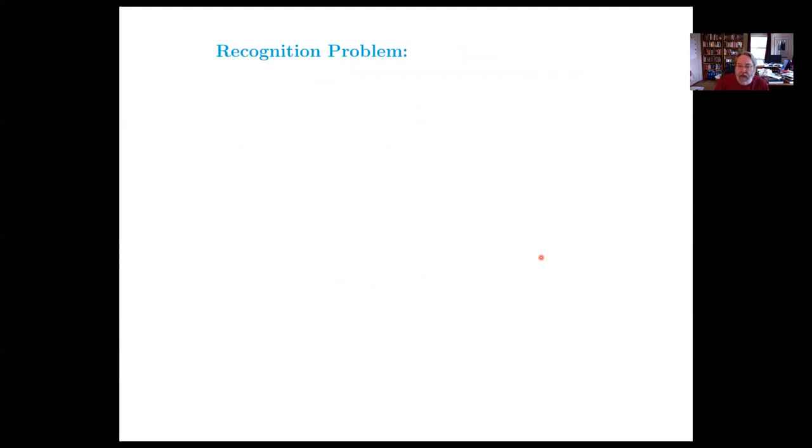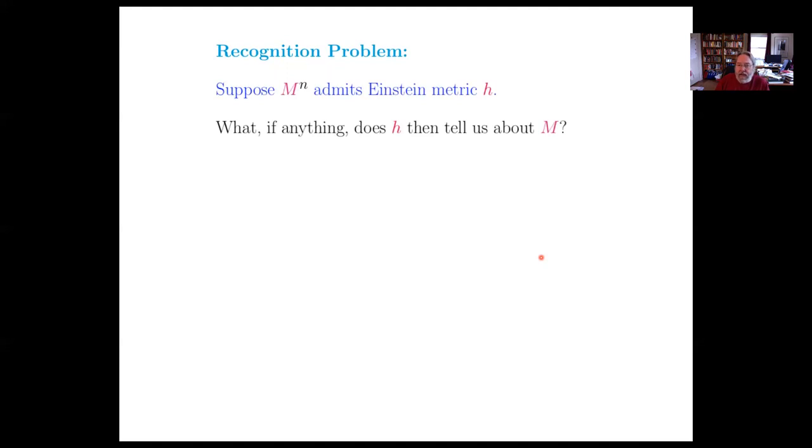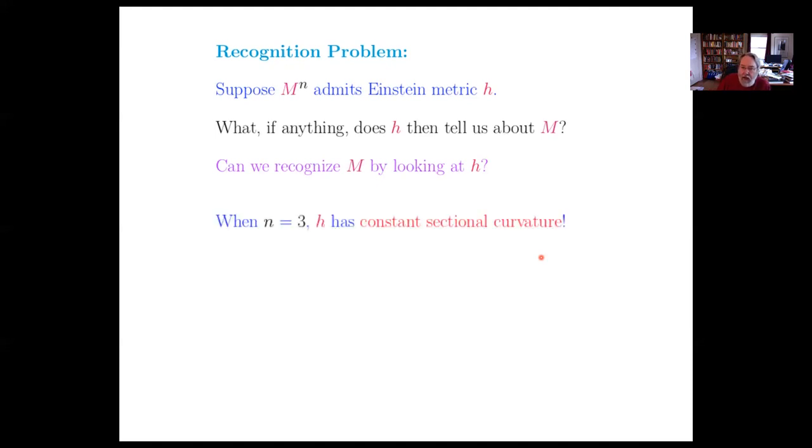So there's a basic recognition problem associated with the study of Einstein metrics. The real question is, are Einstein metrics good for anything? If you have an Einstein metric on a smooth, compact N-manifold, does it tell you anything about the manifold? Can it help you identify which manifold you're looking at or which class of manifolds you're looking at? So can you recognize the manifold by looking at an Einstein metric on it?